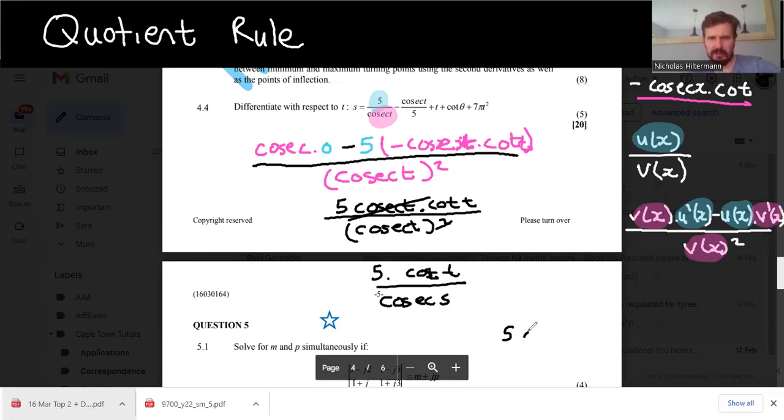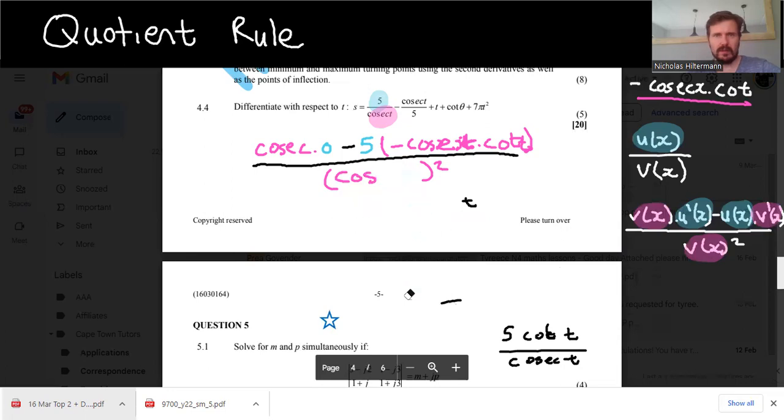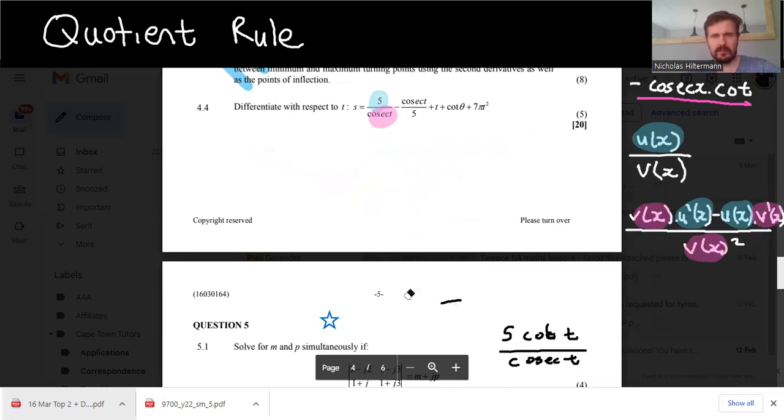So I have 5 cot t over cosec t. Well, this can be written as 5 cot t times cosec t to the power of minus 1, because I can bring it to the top, and it has an exponent of 1. So if it goes to the top, it becomes minus 1.